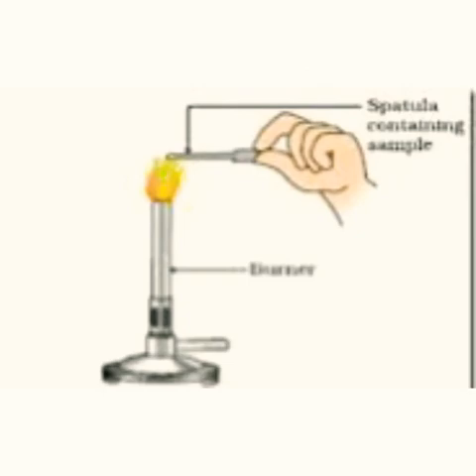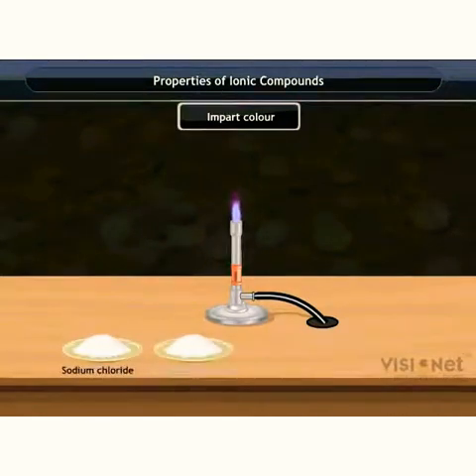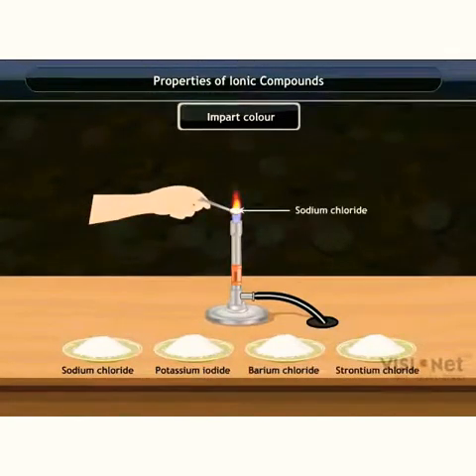What did you observe? Did the samples impart any color to the flame? We can study this with the help of an experiment. Ionic compounds impart color to the flame. Take a small quantity of sodium chloride, potassium iodide, barium chloride and strontium chloride. In a spatula, take a small amount of each salt and impart it to a flame.